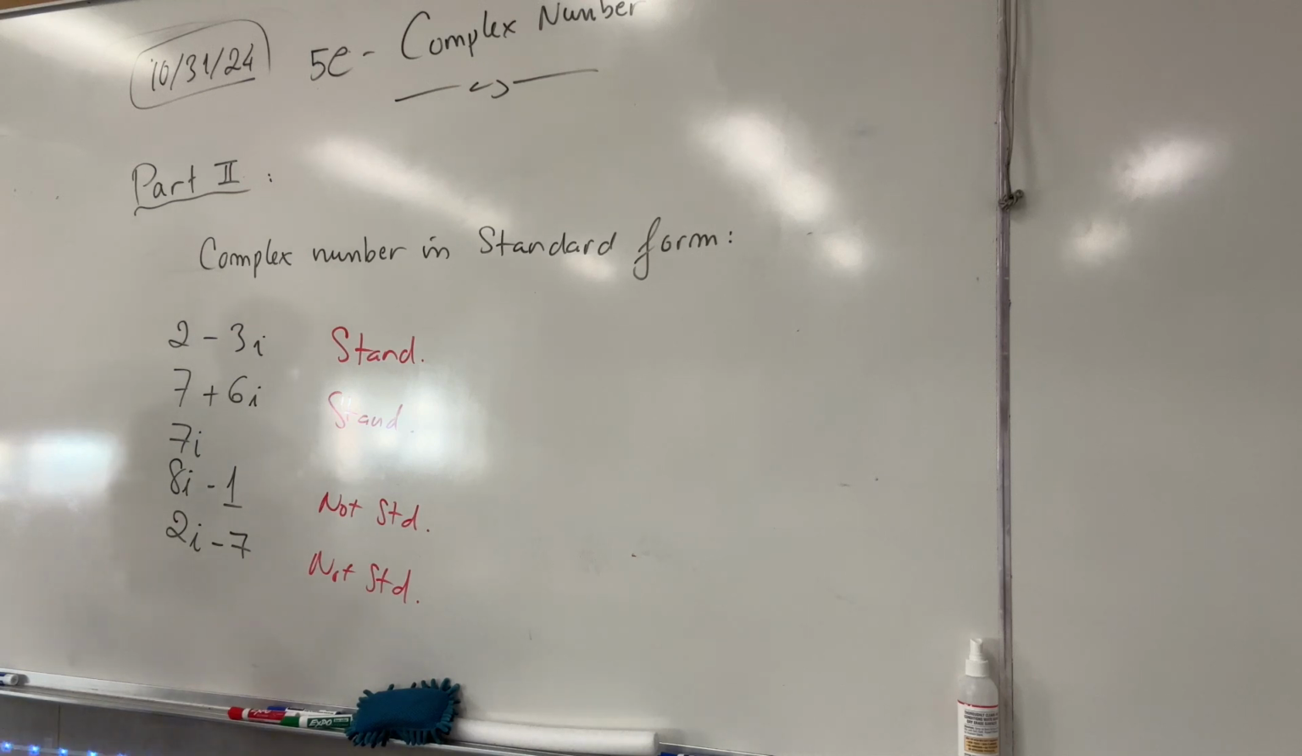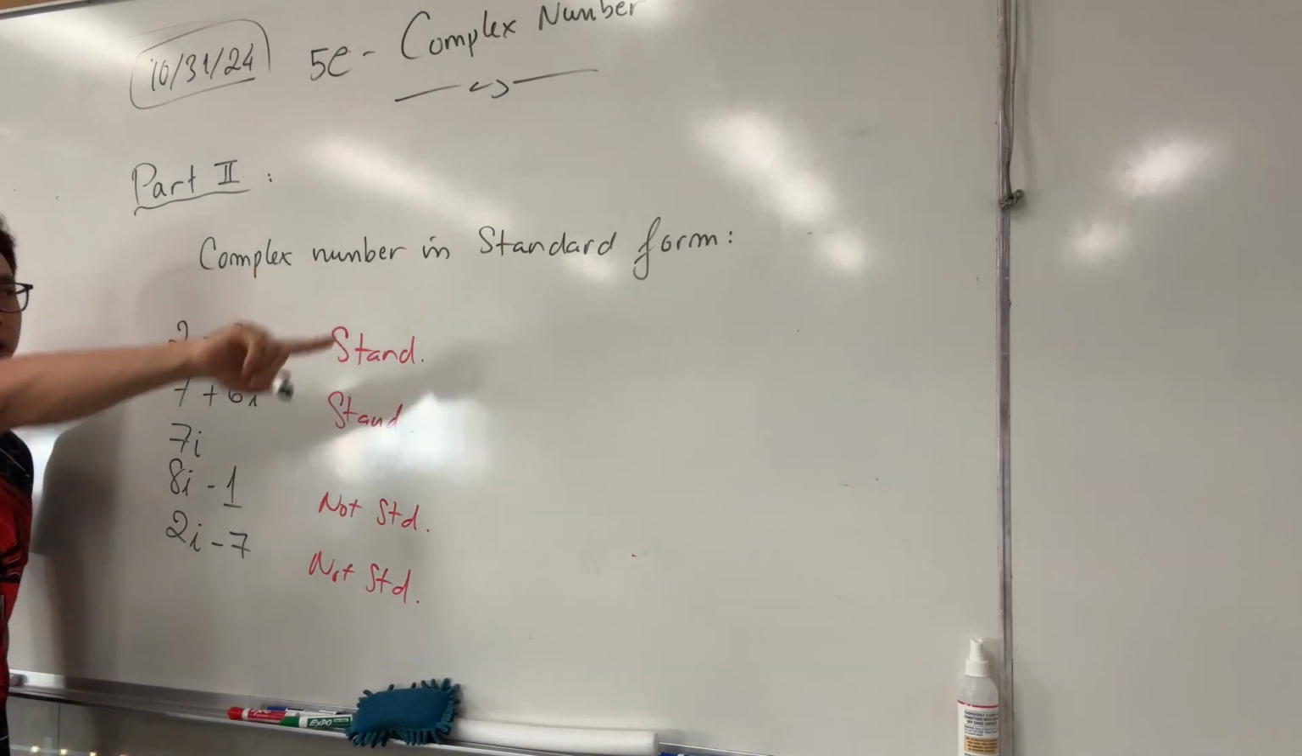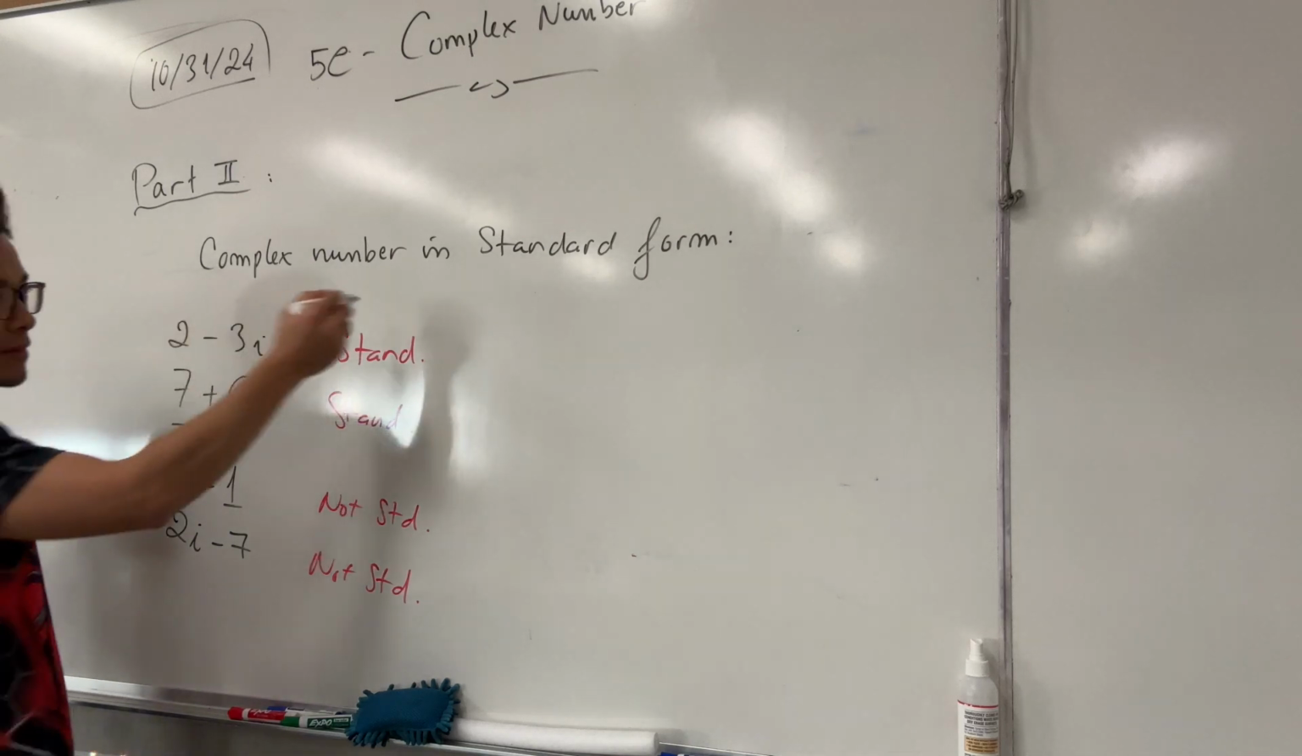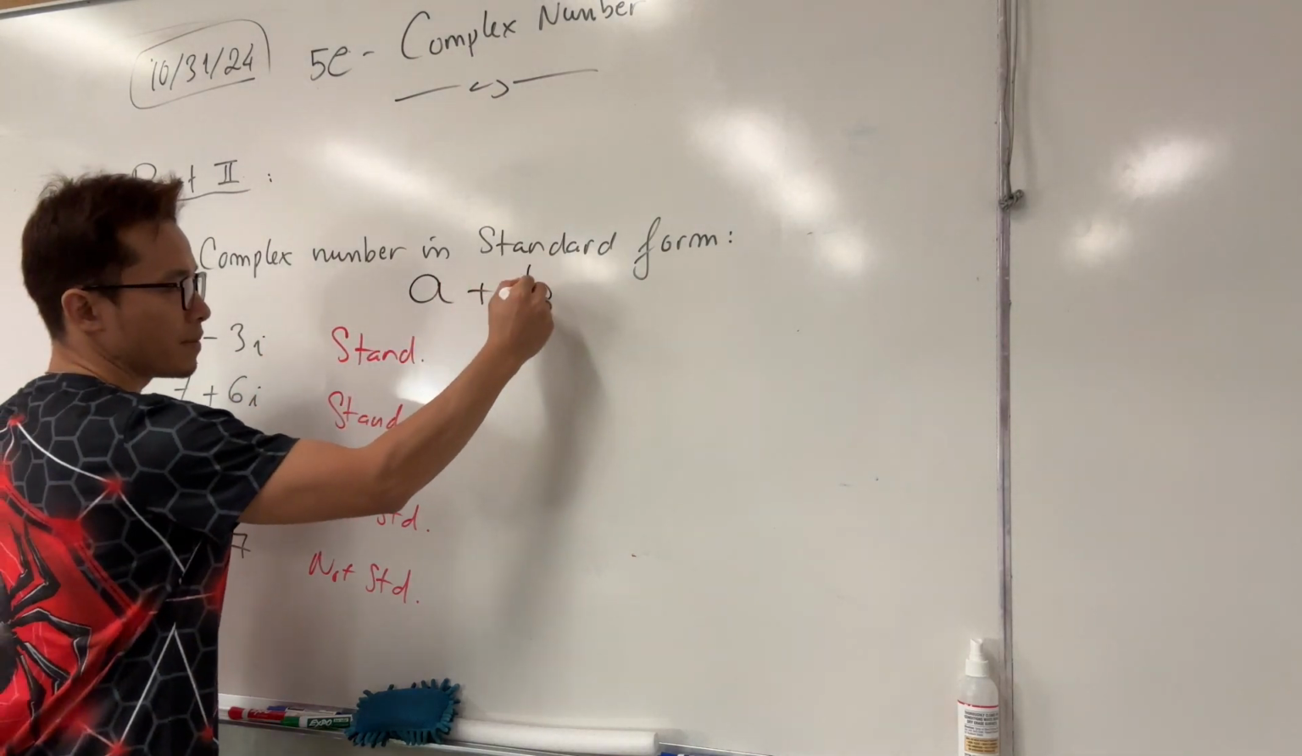So give Julian 1 point. So who can give me a general way to write it? Not the number, but a general way to write. We're using letters to represent a number, right? What do you think, Moses? Yeah, kind of an equation, but in general form, what does the standard form look like? You know that the I is gonna come after, right? How do you write it? A plus bi.